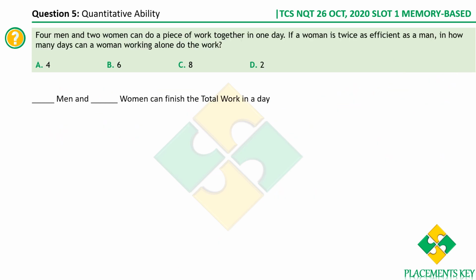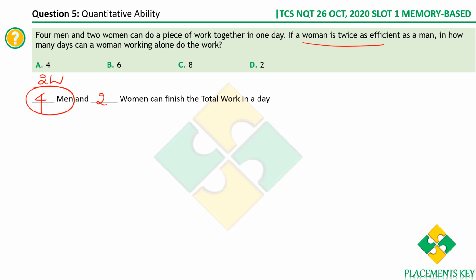Okay. We are told that 4 men and 2 women can do the total work in a day. We are given that a woman is twice as efficient as a man. Therefore, the work done by 4 men will be done by how many women? It's only 2 women, right? Think about it. A woman is twice as efficient as a man, so the work done by 4 men is done by only 2 women.